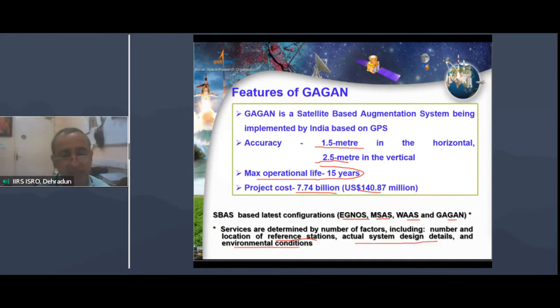So you can see the actual corrections we are calculating through SBAS depend upon the referencing stations, how these stations are working, actual system design details, environmental conditions, and where these referencing stations have been installed on the ground.